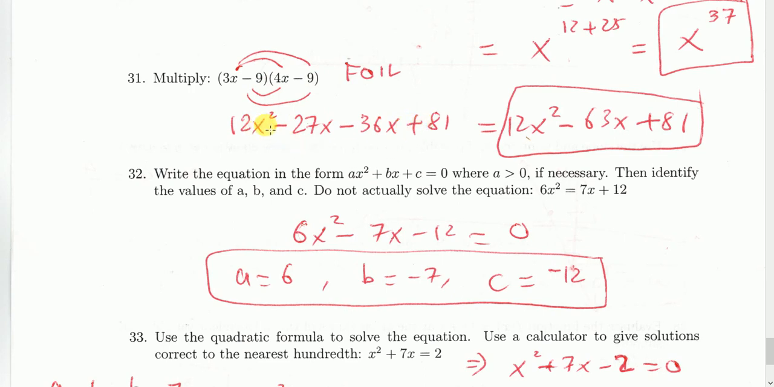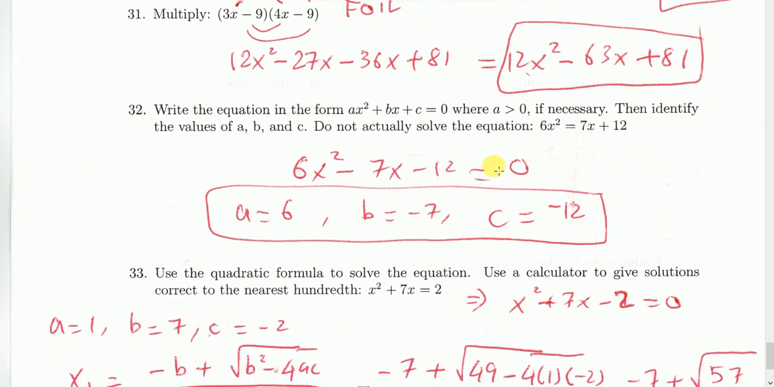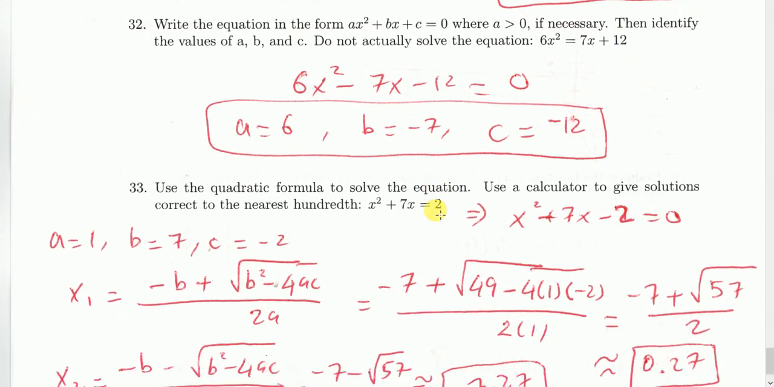Then combine the like terms. There's no other x squared term, so we write that here. For x and x, we can combine these two numbers together. So minus 27 minus 36 gives you minus 63x, and then keep the 81 by itself. So this whole thing is the final answer. Okay, 32 and 33.